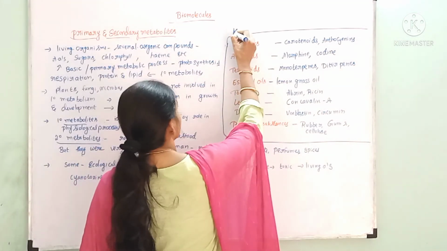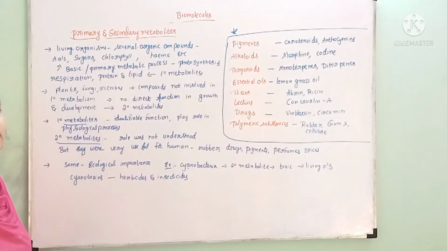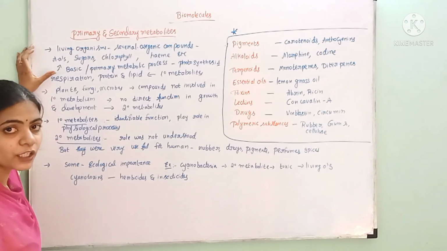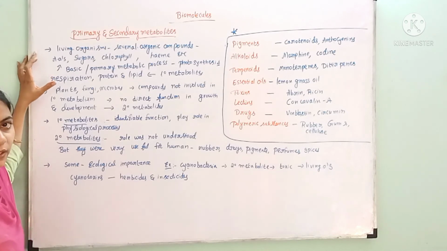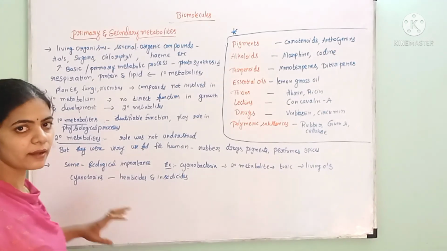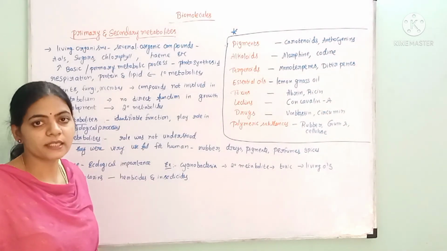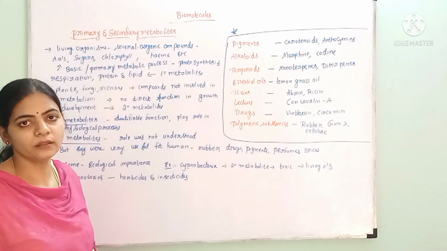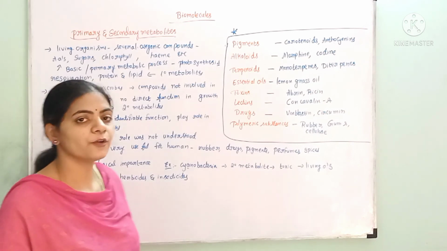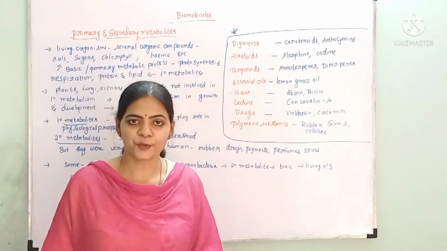This table is very important from the exam point of view. These are the several secondary metabolites produced by several living organisms. So primary metabolites have a direct role in the growth and development of living organisms, whereas secondary metabolites do not have an identifiable role in growth and development, but they are used by human beings. So this is about primary and secondary metabolites. In the next video we will start carbohydrates.